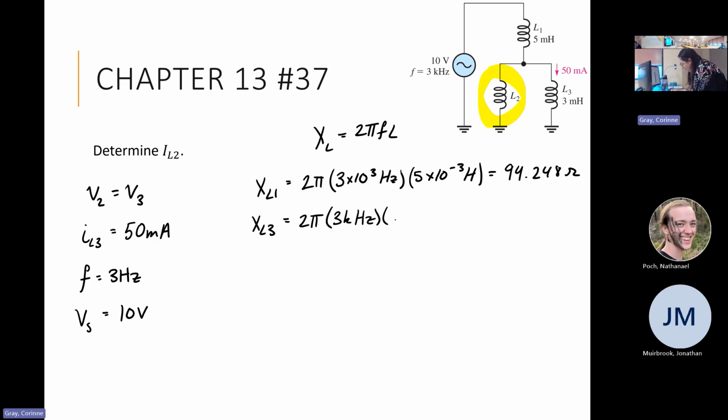Or we could have done 3 kilohertz times 3 millihenry. Knowing that they are both to the same power, we can go through and not convert it. 56.54 ohms. So we now have our two inductance values. We can go through and find the voltage across L3.